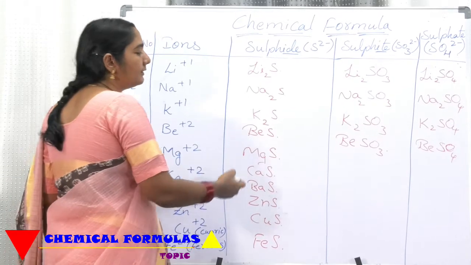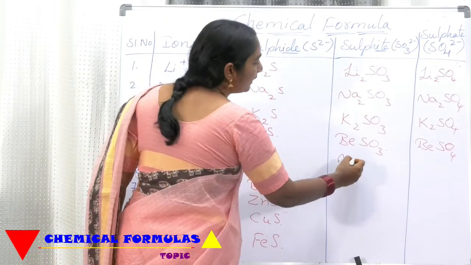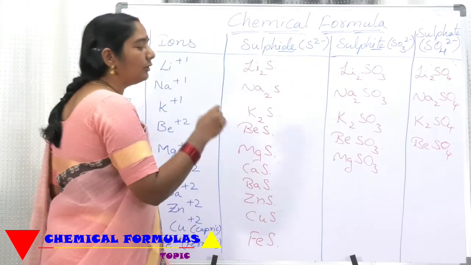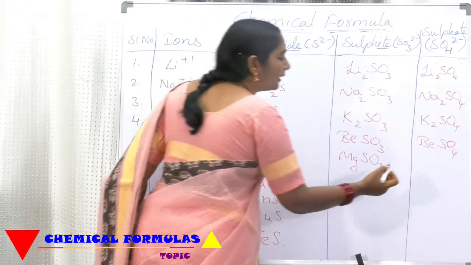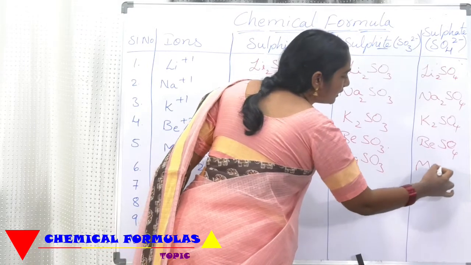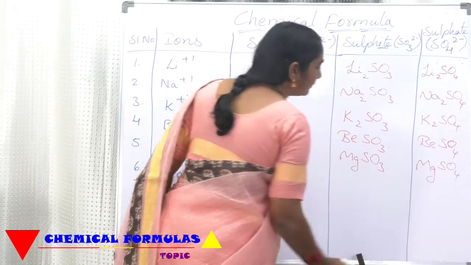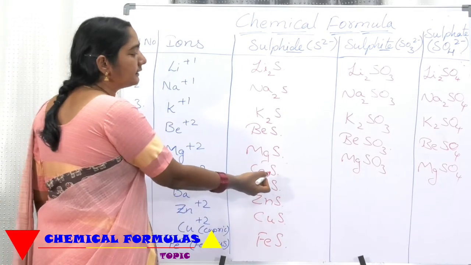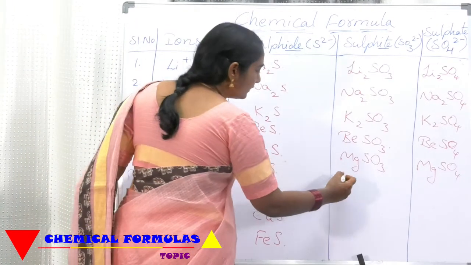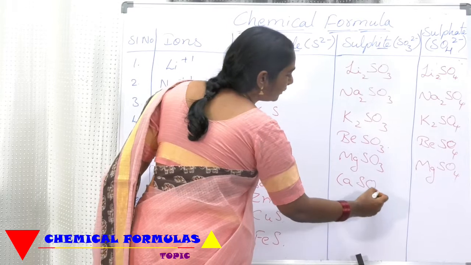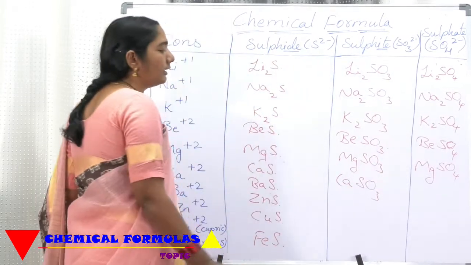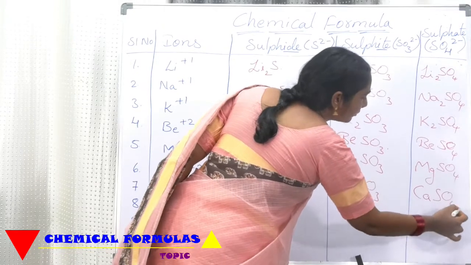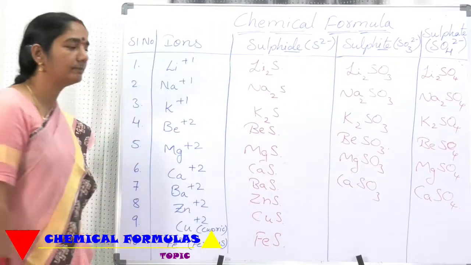2 and 2 got cancelled. Same way here also. Magnesium sulfide, MgSO3. 2 got cancelled. I am not writing again. Magnesium sulfate, MgSO4. 2 got cancelled. Now calcium sulfide, CaS. Calcium sulfide, CaSO3. 2 got cancelled. I am not writing. Calcium sulfate, CaSO4. Calcium sulfate, gypsum.